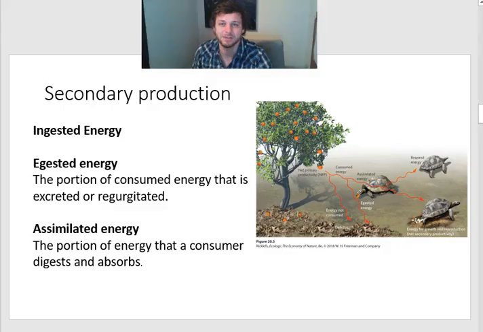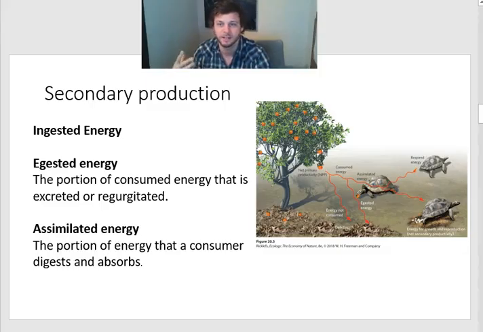And then from that energy, it can go two ways. It can either be egested or assimilated. Egested is the part that gets thrown out, right? Pooped out, thrown up, whatever it's doing. It's the part that is not used by the animal. And then you have your assimilated, which is the part that gets absorbed into the organism.